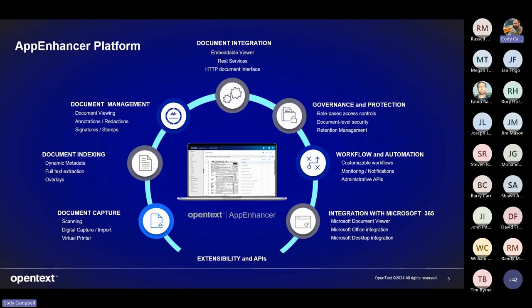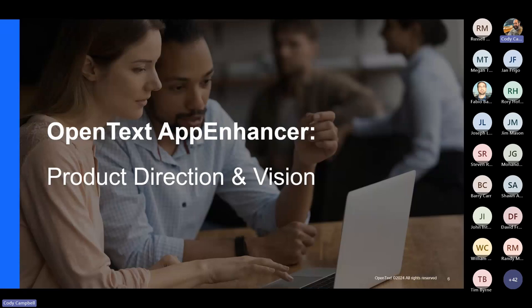We also bring that governance and retention capability, workflow automation, integrations with Microsoft tooling so that you can bring documents from your repository to knowledge workers in the applications they're working in without having to duplicate that information. So having a centralized document repository is what AppEnhancer is. And then its extensibility lets you build out the footprint that you want.